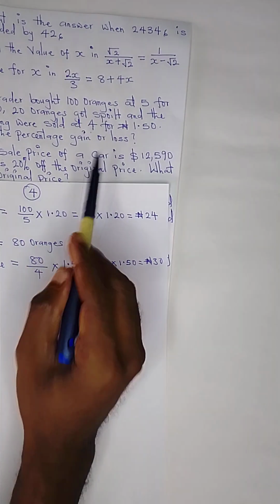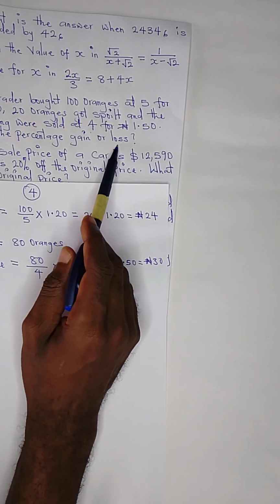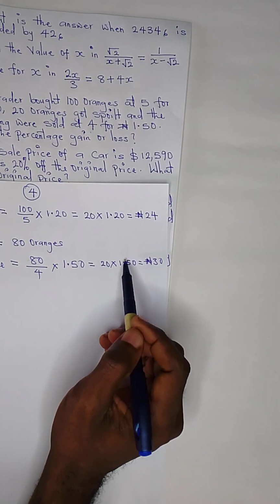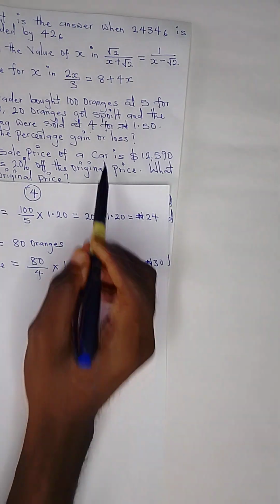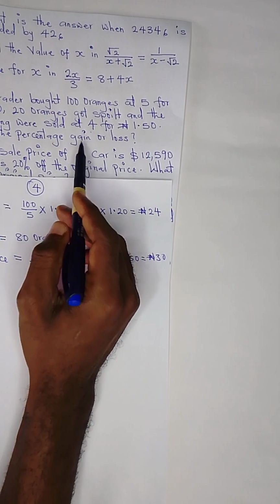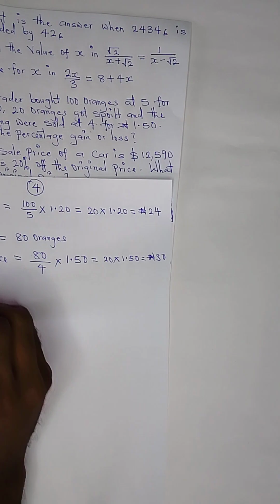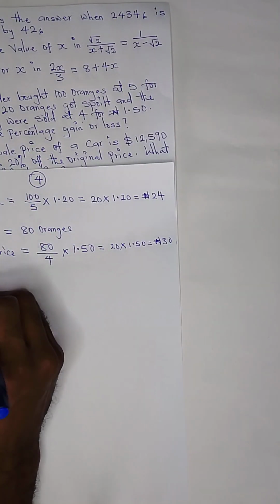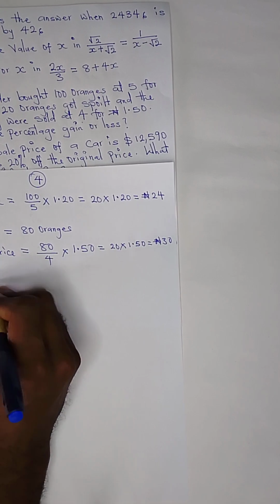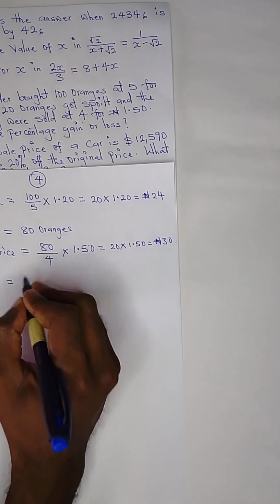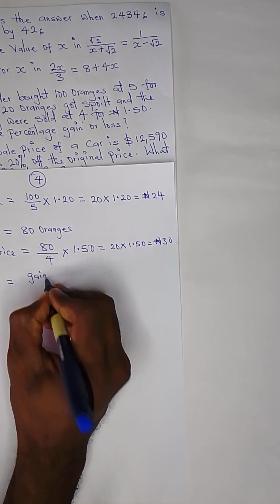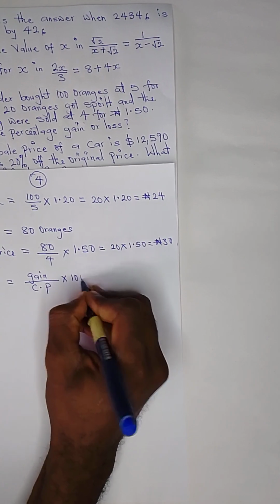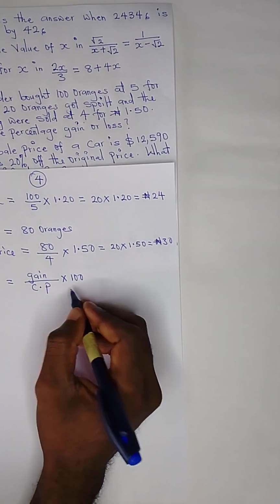Now, you can now know that you are not calculating loss, because when the selling price is greater than the cost price, you are going to get profit. So we are not calculating loss percent, we are calculating gain percent. So now, before we can calculate the gain percent, let me say that percentage gain is equal to gain all over cost price times 100. So this is what we are going to use to calculate the question.